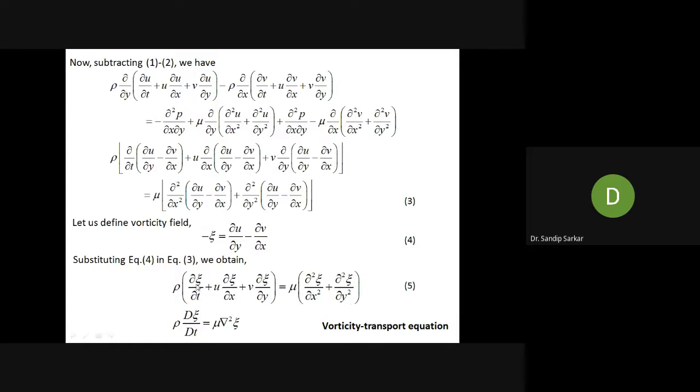So this is the vorticity transport equation. You can see there is no pressure term. We get rid of the pressure gradient term and we obtain the vorticity transport equation. This equation is the famous vorticity transport equation. It can be written as the total derivative, rho d zeta by dt equal to mu grad square zeta. Right?